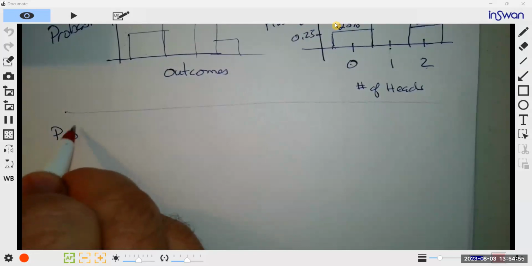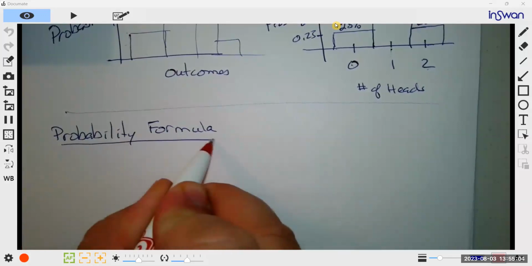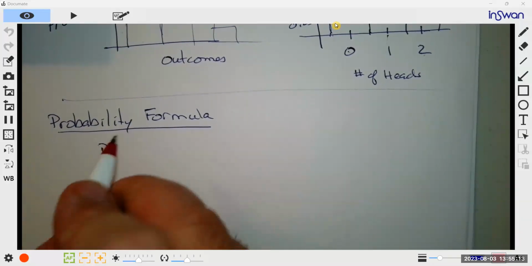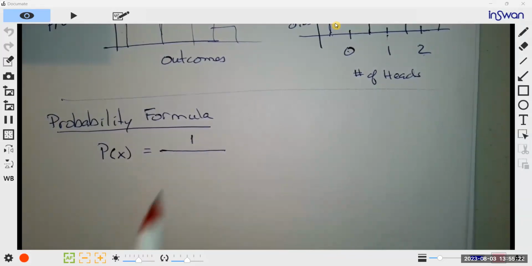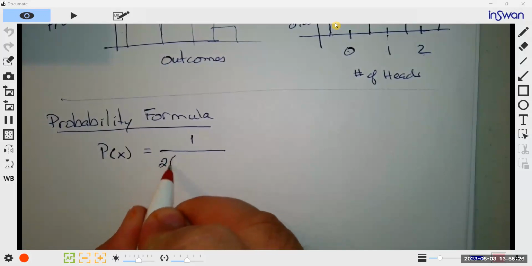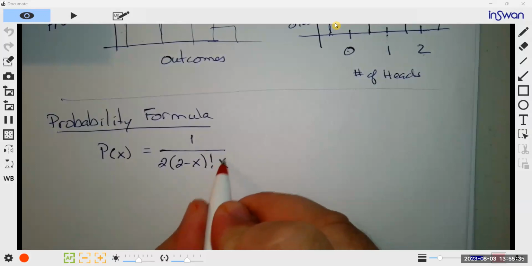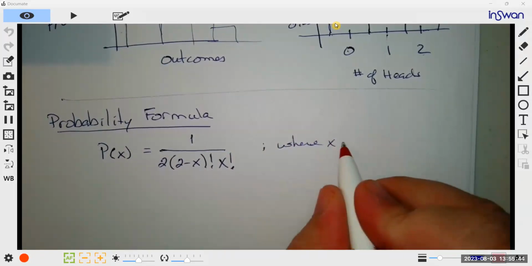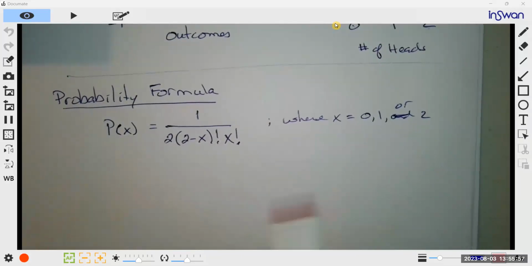Let's look at our probability formula. The formula we'll be using is the probability of our event is equal to 1 over 2 times (2 minus x) factorial times x factorial, where x is our possible outcomes, which is 0, 1, and 2. So let's look at this.